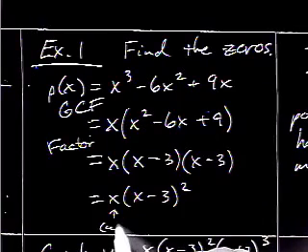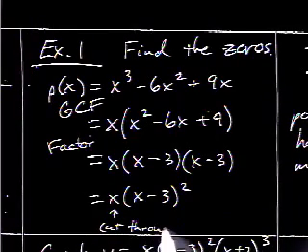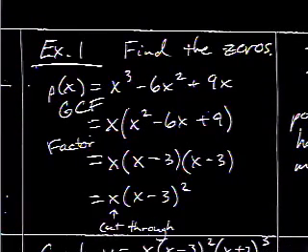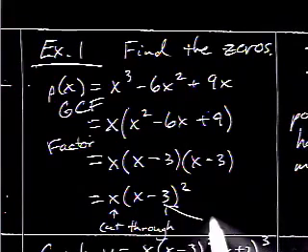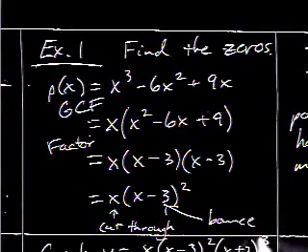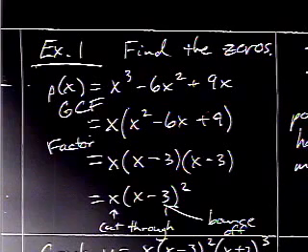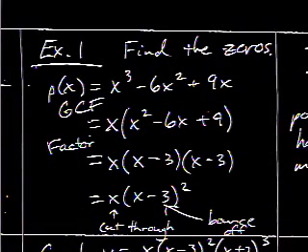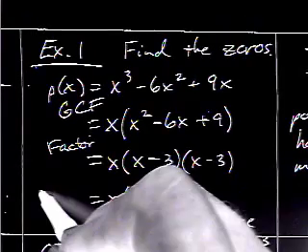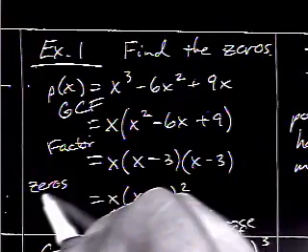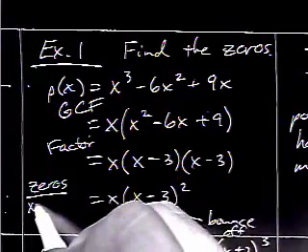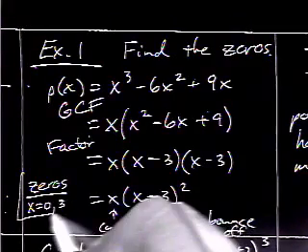So we know this is going to cut through the axis because of the odd degree, and this one is going to bounce off the axis because of the even degree. Okay? So the zeros in this case were x equals 0 and 3.